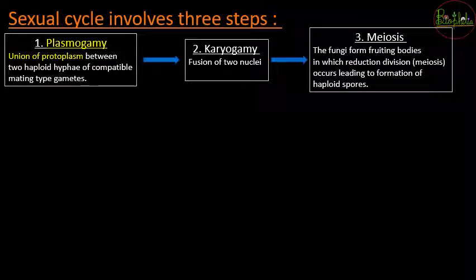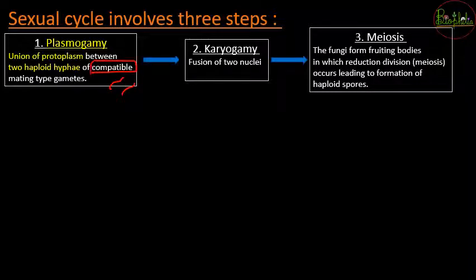अब कौन से protoplasm का fusion होना है? So the protoplasm is going to come from two haploid hyphae. यानी hyphae क्या था? Hyphae was going to be making up the body of the fungi. So जैसे ही दो hyphae are going to come together and they need to be compatible.